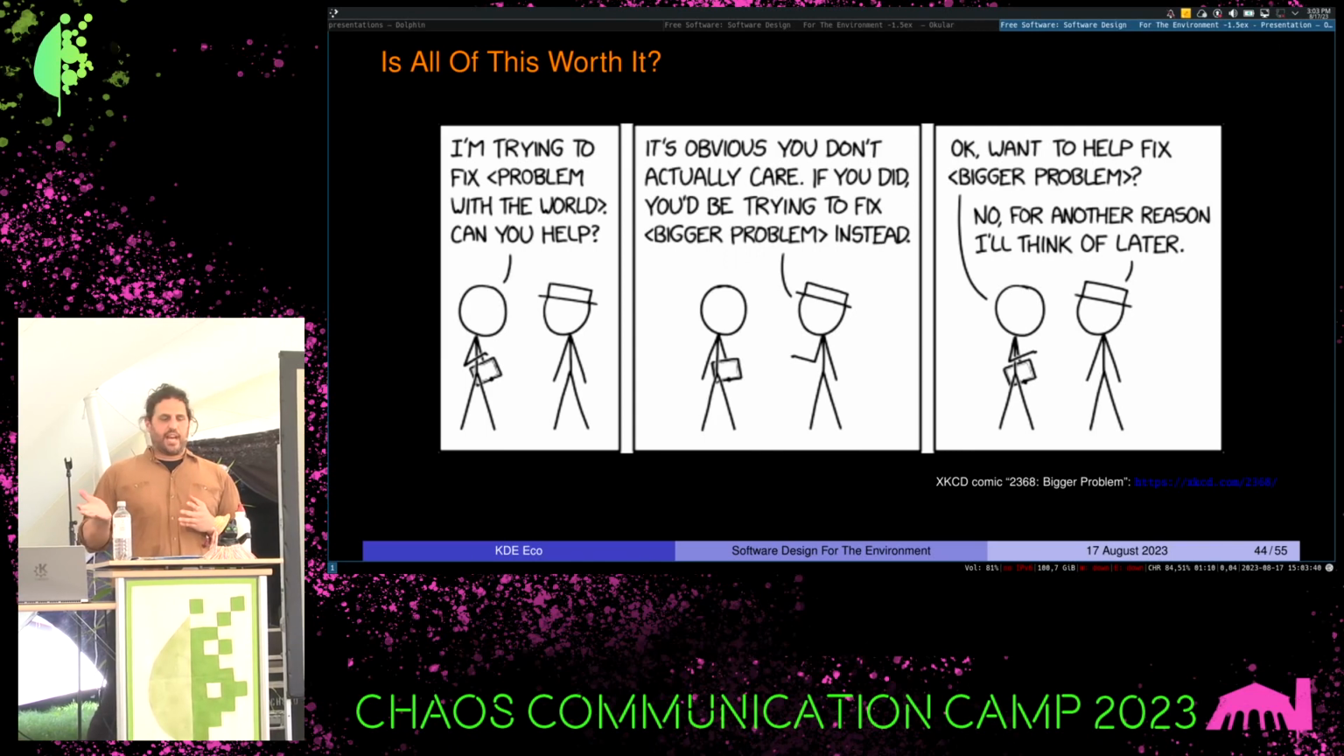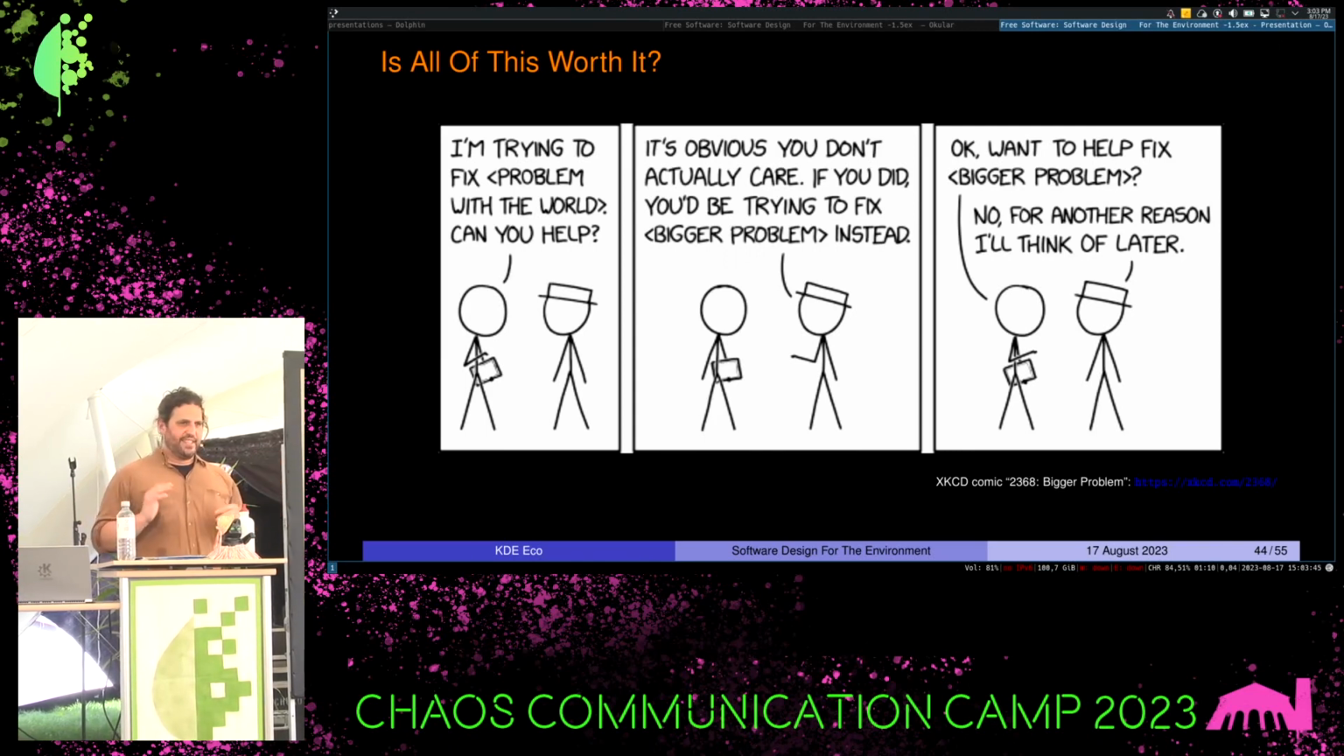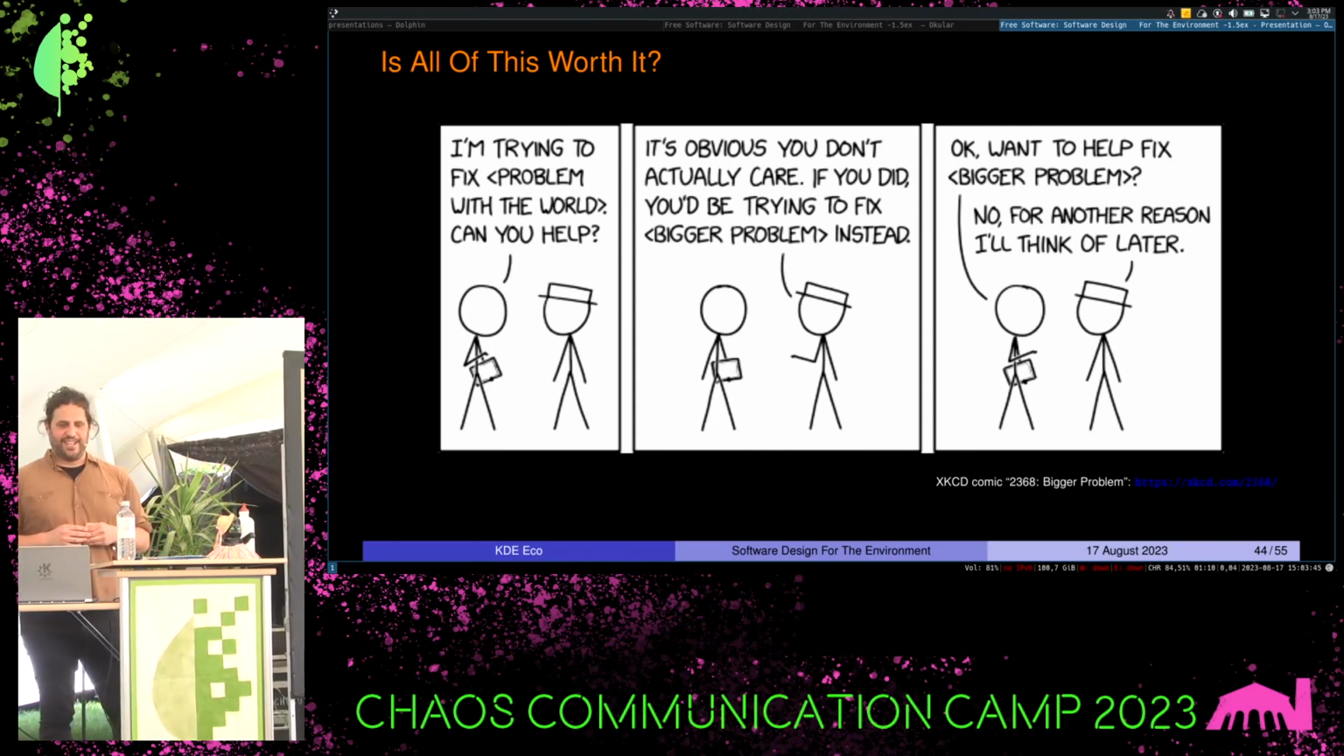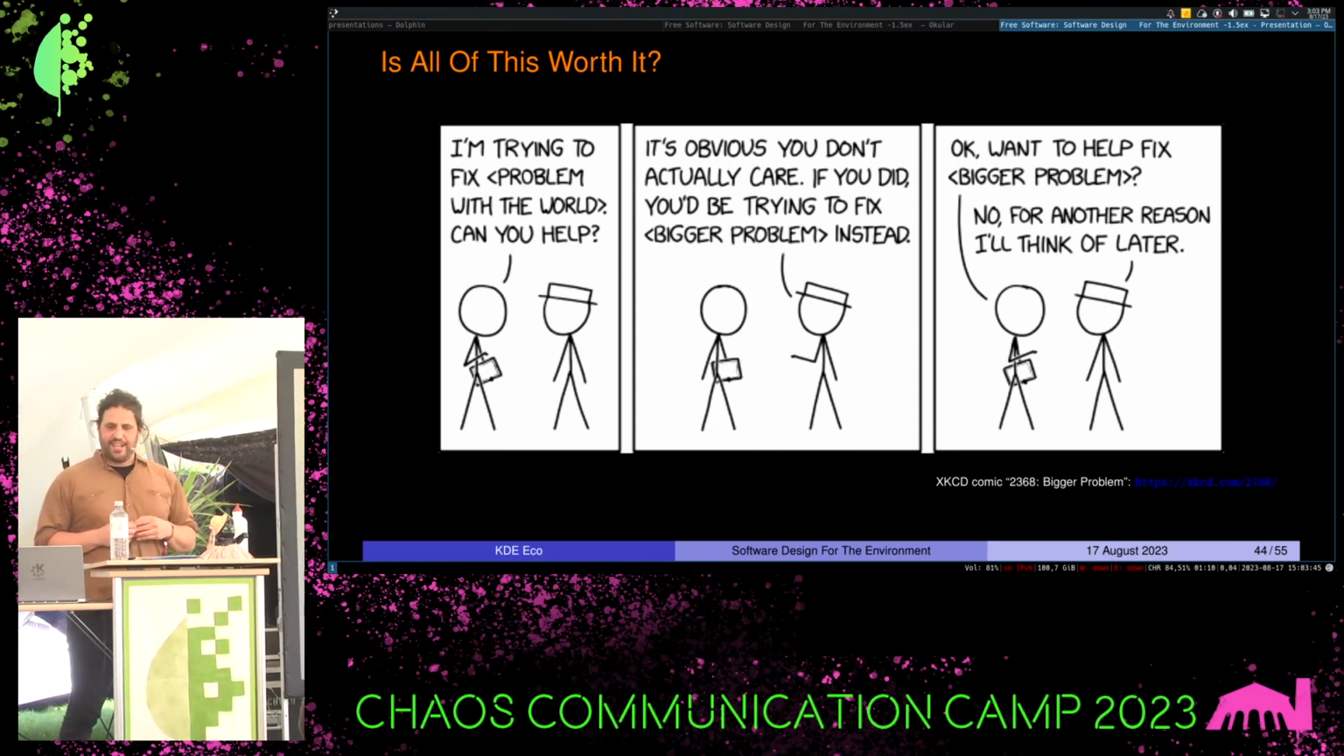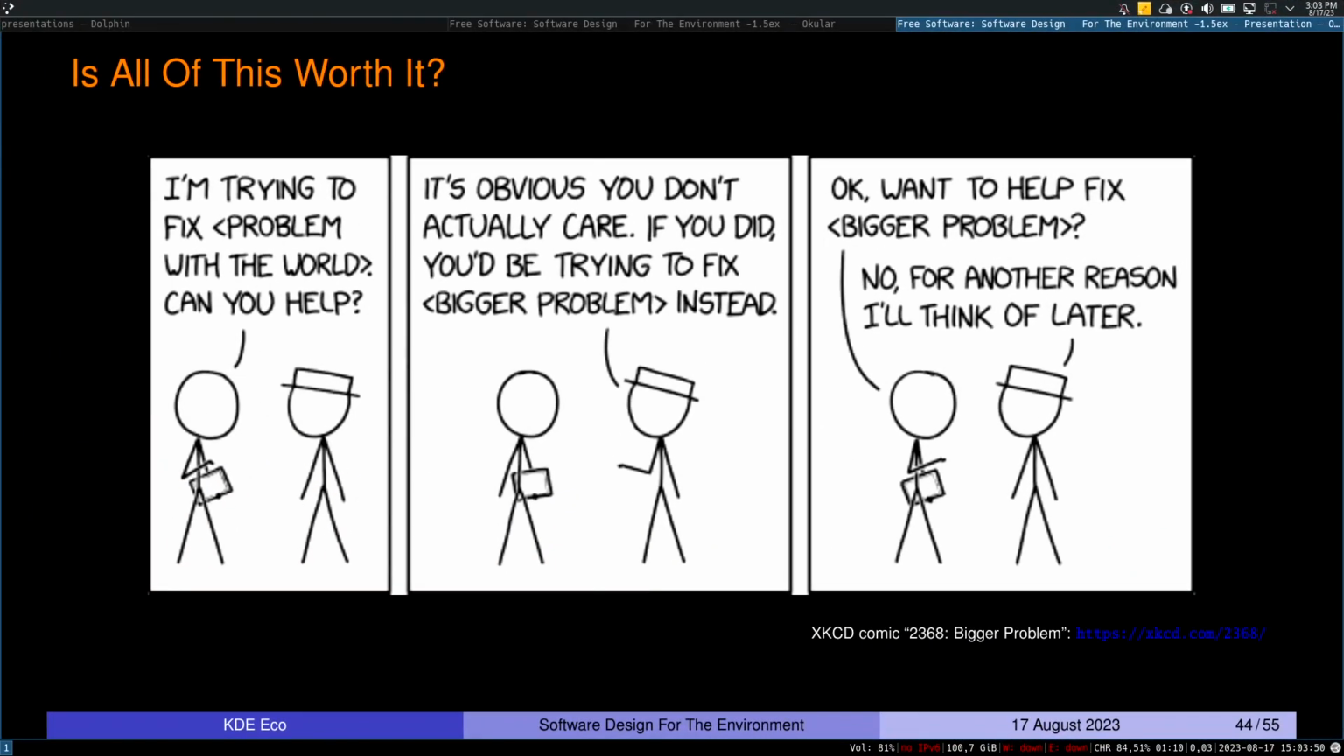And so this is a comic from XKCD. Of course, there is a comic about this in which Q-Ball says, "I'm trying to fix problem of the world. Can you help?" And White Hat says, "It's obvious you don't actually care. If you did, you'd be trying to fix this other bigger problem, right?" And then Q-Ball asks, "Well, okay, you want to help me fix that bigger problem?" And White Hat says, "Well, no, for another reason I'll think of later," right?